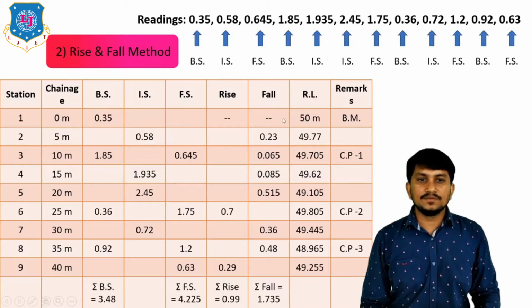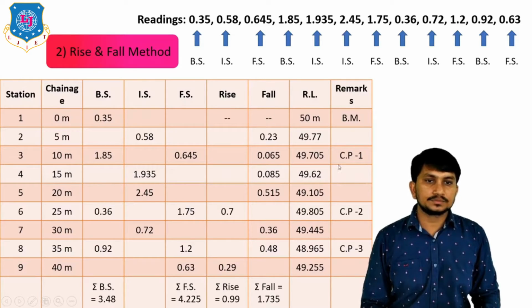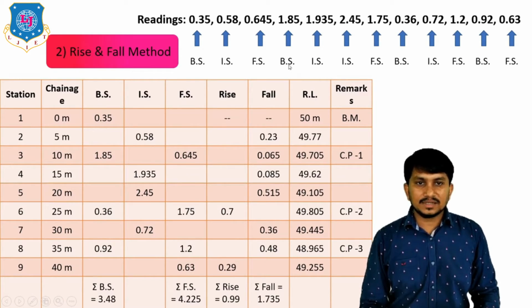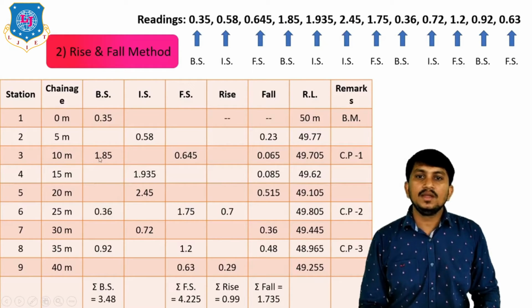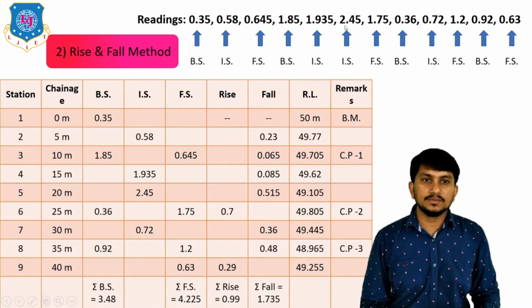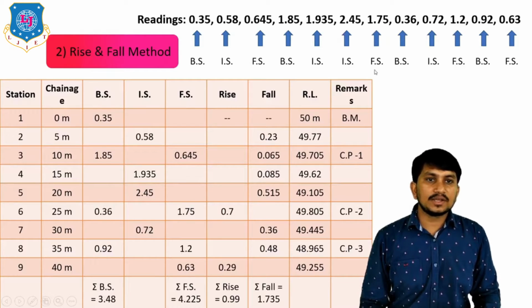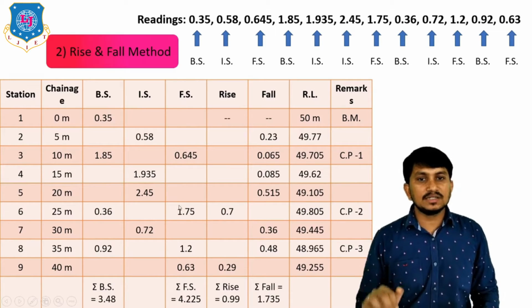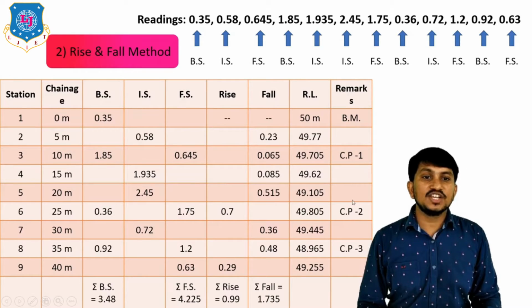After FS, the instrument was shifted, so it is written as changing point 1. At changing point 1 readings are there, so the next BS reading is also at 10 meter or at station number 3. So 1.85 is written in this column, not in this column. Next reading is IS 1.935 at 15-meter interval. Next is 2.45 IS, so it is written in IS column. Next is 1.75, which is FS. When FS comes, which is the last reading, the instrument was shifted, so in the remarks column we have to write changing point 2.